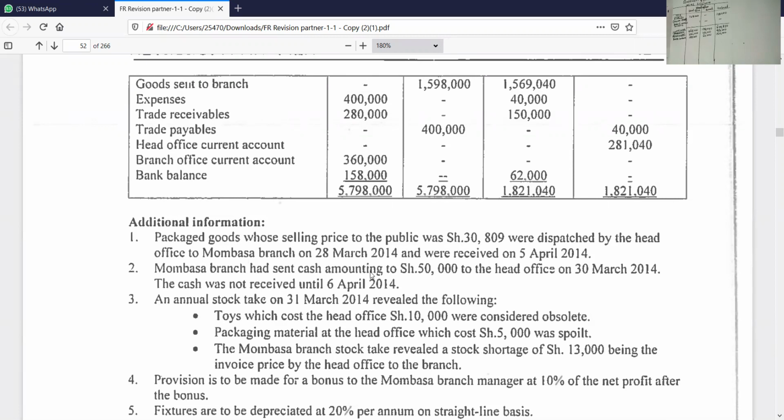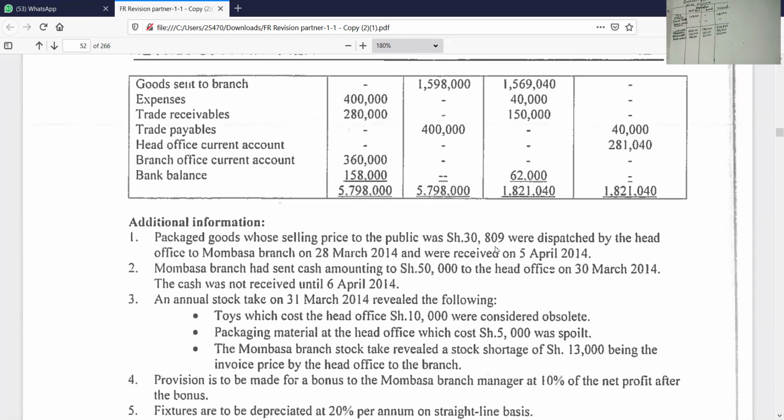Note 1, we have the goods in transit, which were 30,809, which were being sold to the public, being dispatched by the head office to Mombasa branch. They were received later. Even if they were dispatched on 28 March, they were received on 5th April. That is after the financial year has ended. So we need to record them as current assets. So you record them under the intended entity which was supposed to receive. So Mombasa branch is the one which was supposed to receive.